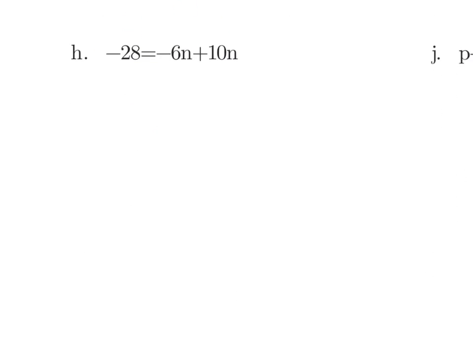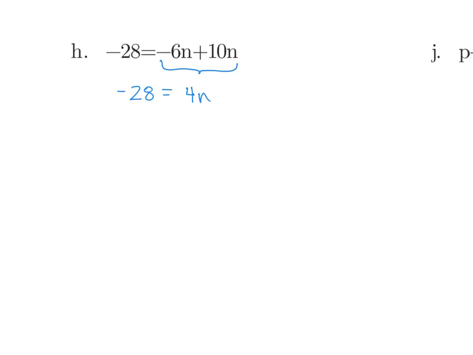Let's look at example H. We have negative 28 equals negative 6n plus 10n. First thing I'm going to do is combine my like terms on the right. Negative 6 and positive 10, we have different signs, so we're going to subtract and keep the sign of the larger number. We get 4n equals negative 28.